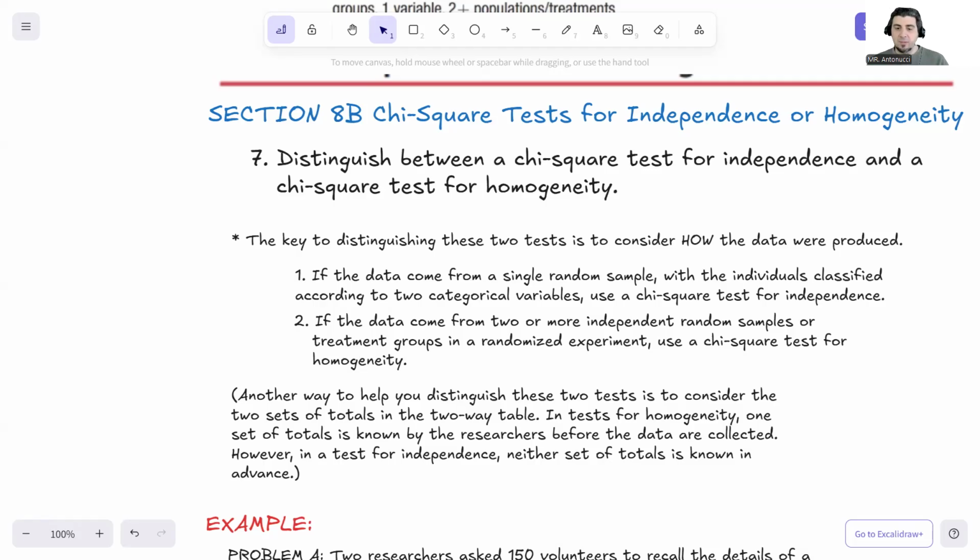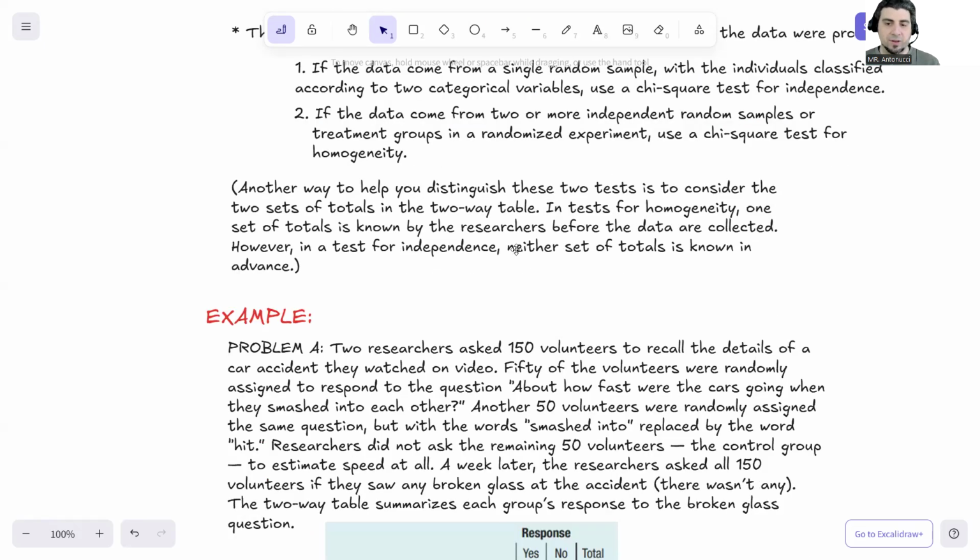Another way to think about this to help you distinguish the two tests is to consider the two sets of totals in the two-way table. In tests for homogeneity, one set of the totals is known by the researchers before the data are collected. However, in a test for independence, neither set of totals is known in advance. Let's look at a couple examples and then run through a full test to solidify this in our brains.